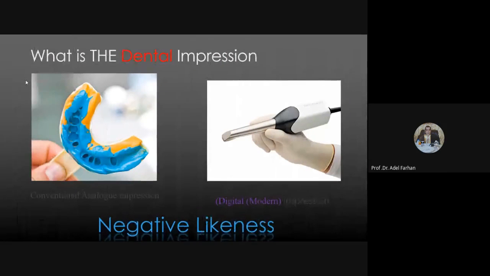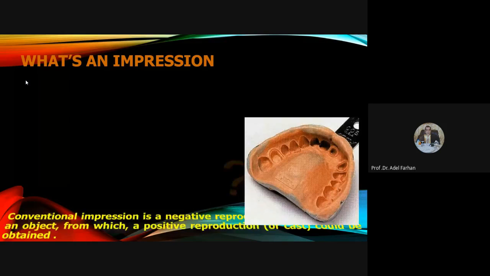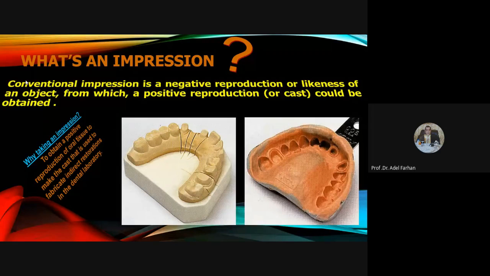طبعا الامبريشن ممكن تكون conventional impression او digital. بالبدايه راح نتكلم عن الكونفنشنال وبعدين ايضا عن الديجيتال امبريشن. زين، طبعا الامبريشن مثل ما نعرف بصوره عامه هي negative likeness or a copy in the reverse of the surface of an object. فهي copy للنيجاتيف element للobject اللي هي الاسنان او الدنتال arch الموجود inside the patient mouth.